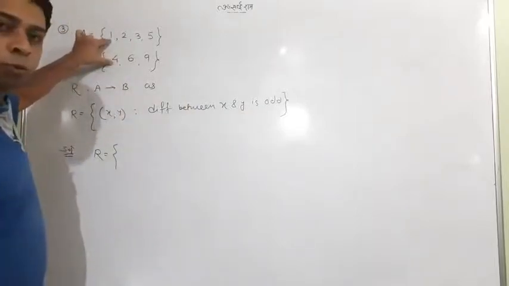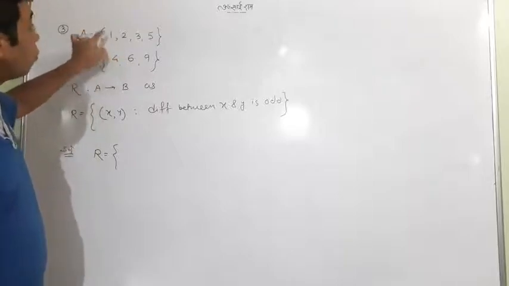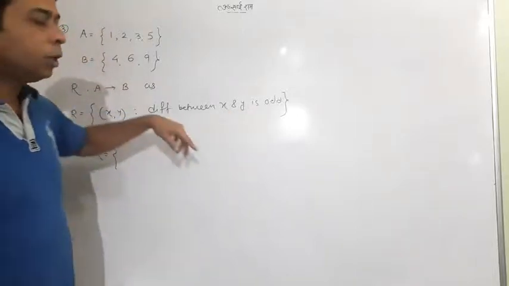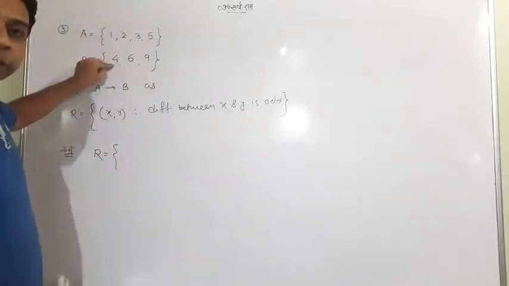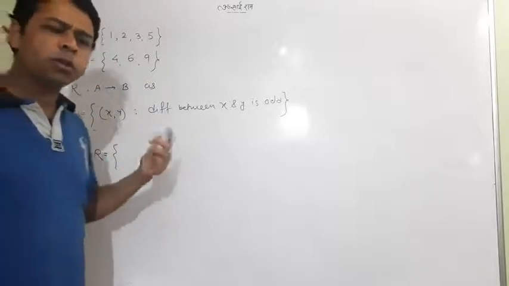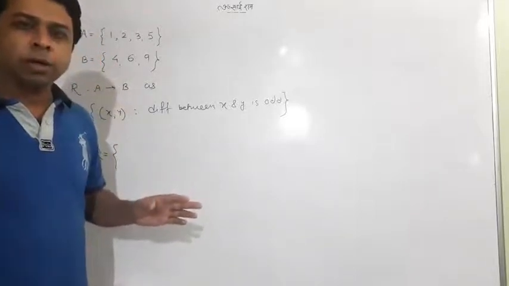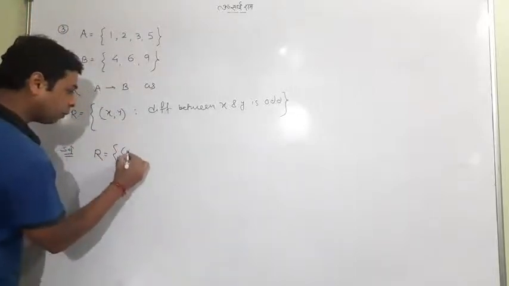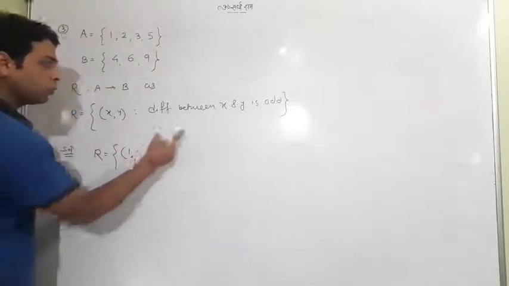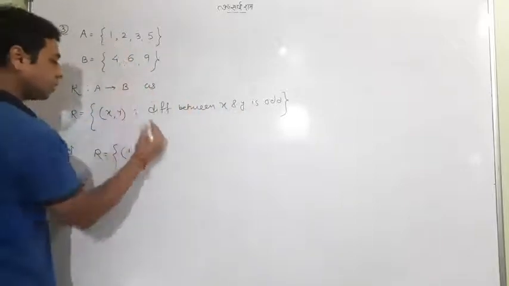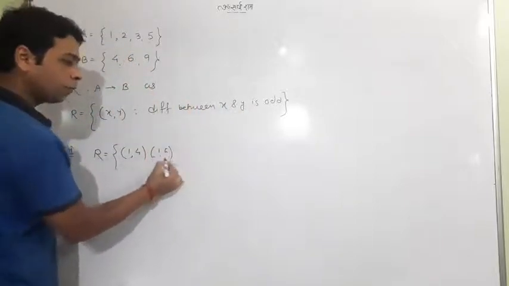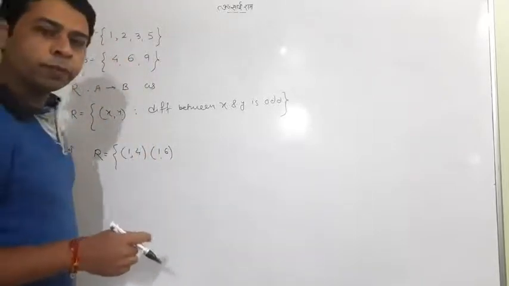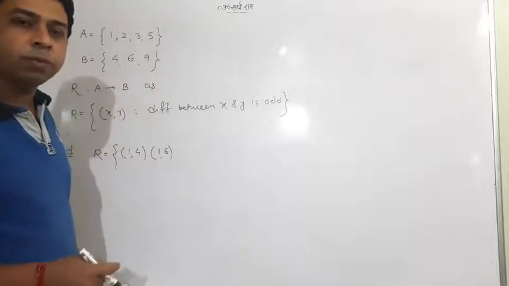1 and 4, 1 and 6, 1 and 9. But take only those where the difference between them is odd. For 1 and 4, the difference is 3. Minus 3 or 3, no matter; the important thing is that it should be odd. So 1 and 4 is one of the pairs. 1 and 6, yes, also, because the difference is 5, which is odd. 1 and 9, the difference is 8, which is even, so we can't take this.